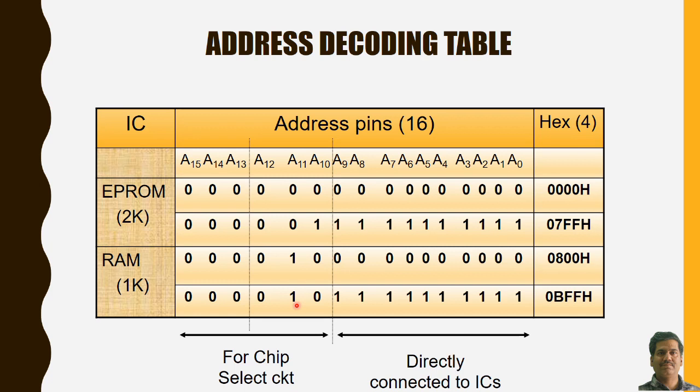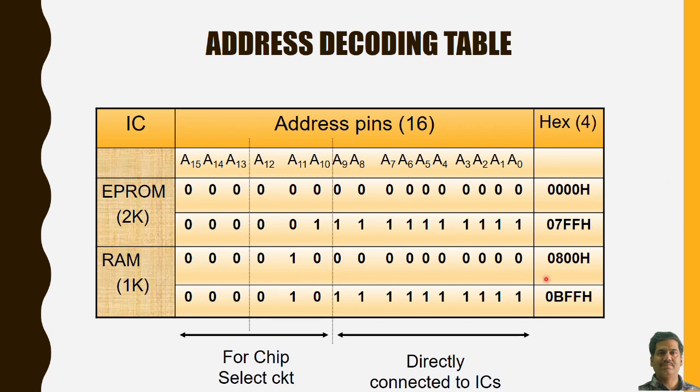So when should the chip select signal go low? When these A12, A11 and A10 are either 0 or 1, the EEPROM will be selected, and when it is 2, in that case the RAM should be selected. And these are the ranges for the EEPROM and RAM.